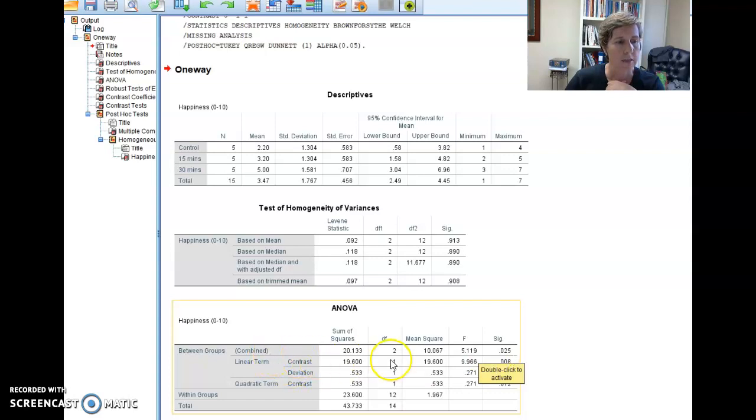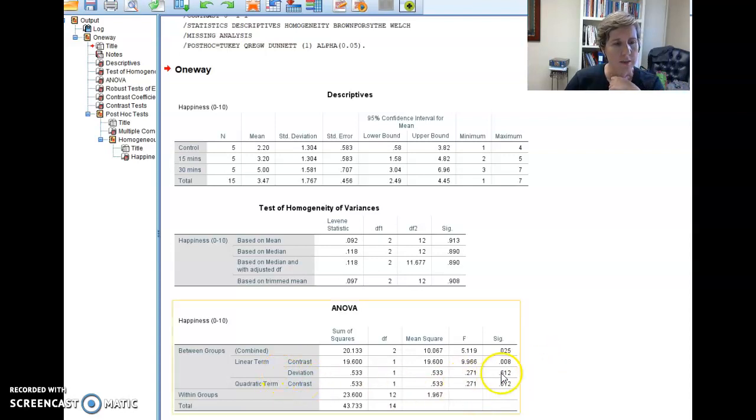So this combined is telling us that when you look at the groups and you compare them across the groups, there is a significant difference in happiness. But notice here again, it's not telling us where that difference is. I'll show you that on the next presentation.